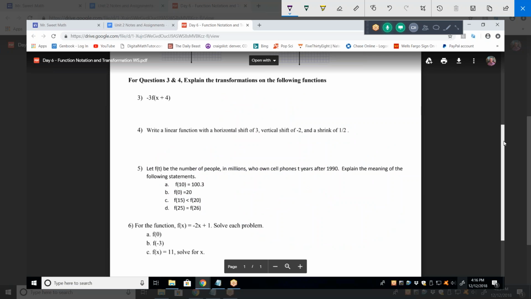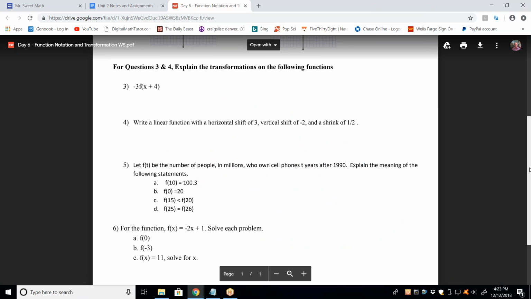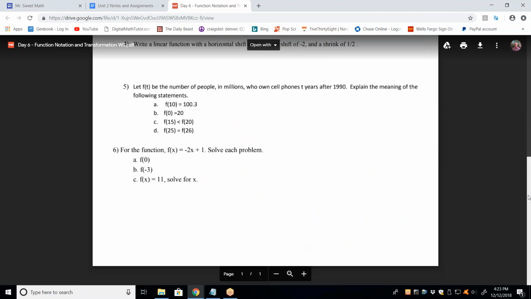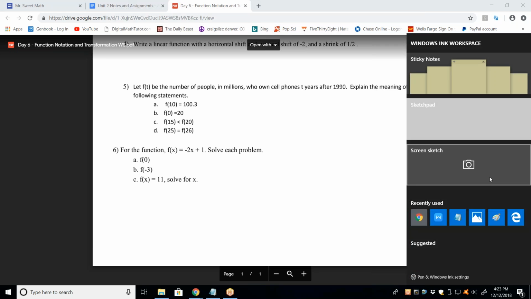Let's see, we've got about 5 minutes. Let me scroll down this page. Okay. Could probably do both of these.